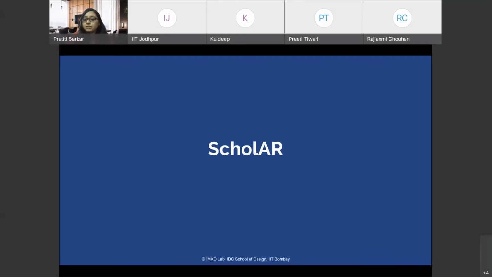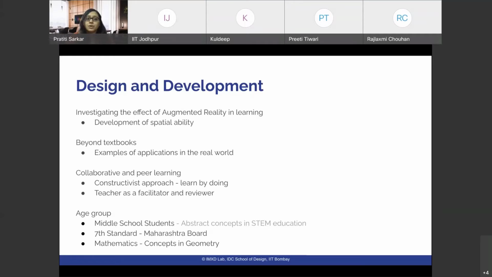This gave birth to the Scholar Project, in which the main idea was to investigate the effect of augmented reality learning for school students and help them develop their spatial ability. We wanted to provide learning activities and content beyond textbooks, giving examples of applications in the real world, which could be done in a collaborative, peer learning way, following a constructivist approach and helping them learn by doing.